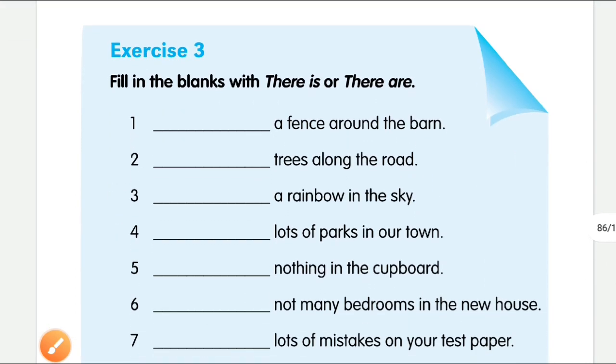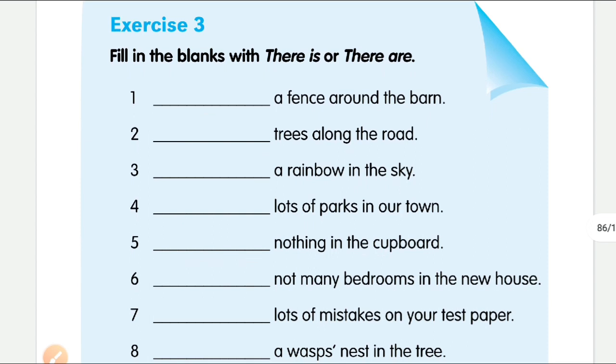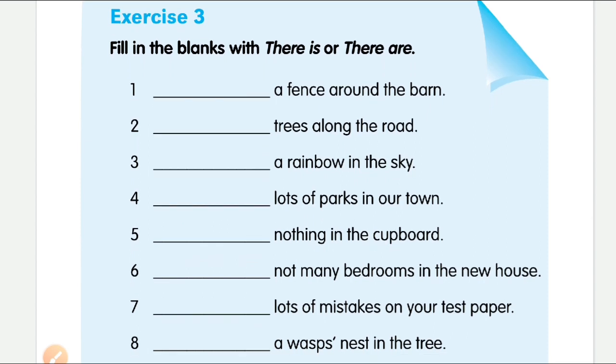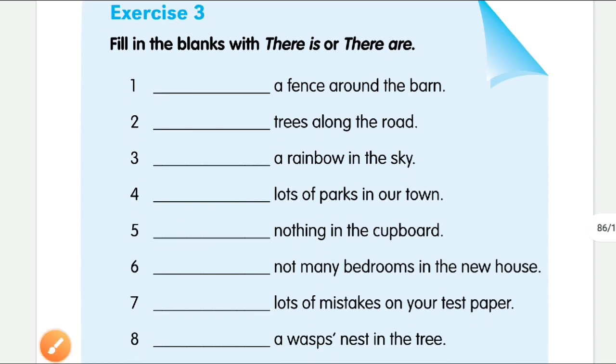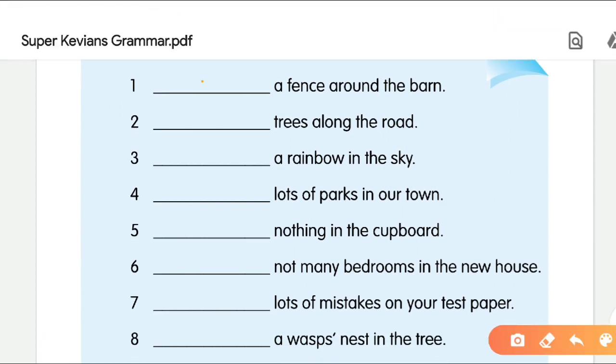In the next exercise, you can see the use of "there is" and "there are". Where there are small things or one thing, we will use "there is", and where there are many things, obviously we use "there are". So there dash a fence around the barn. Obviously a single fence is there. That's why you will use here "there is". I am just simply explaining here. We will use here "there is". Dash trees along the road. There are many trees there.